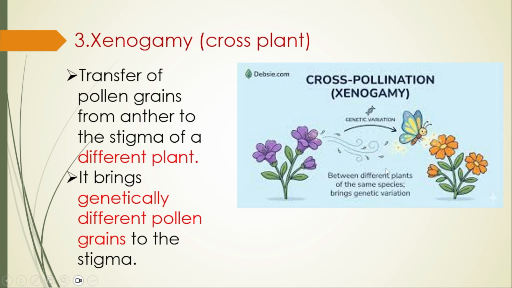Next, xenogamy, that is cross pollination. See, this is one plant and this is one more plant. Here there is transfer of pollen grain from the anther to the stigma of a different plant. It brings genetically different pollen grain to the stigma, so it is called what? Cross pollination. So up to this we discussed the types of pollination, and then microsporogenesis.